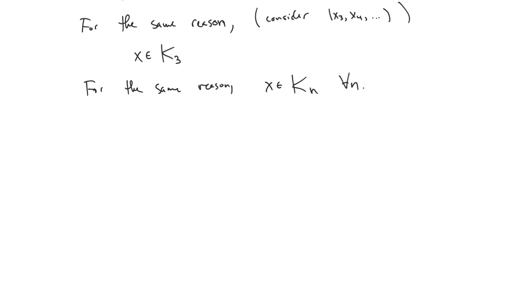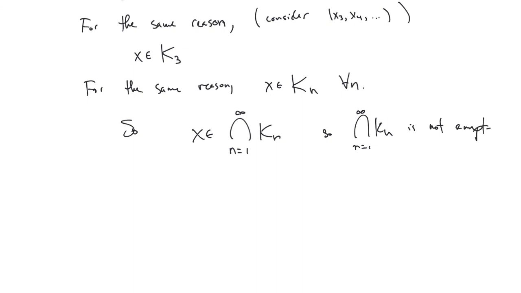Remember, the whole proof was supposed to show that the intersection is not empty. If X is in Kn for all n, that means X is in the intersection of all the Kn, n equal 1 to infinity. And this is the whole point of this theorem, to show that the intersection is not empty. But there it is. There is a point in the intersection. So the intersection of the Kn is not empty. That's all there is to it. The nested compact sets property.